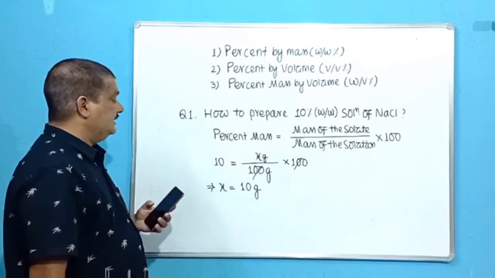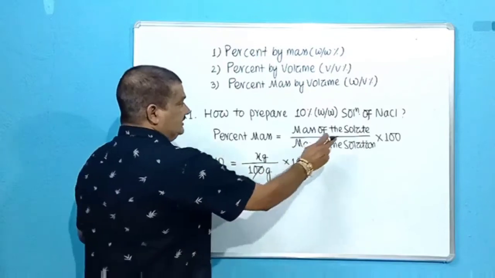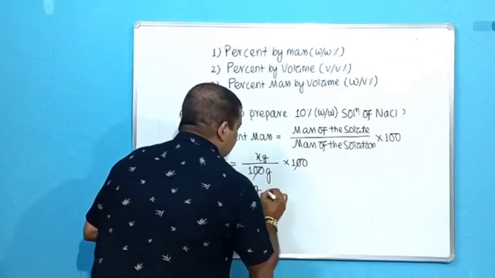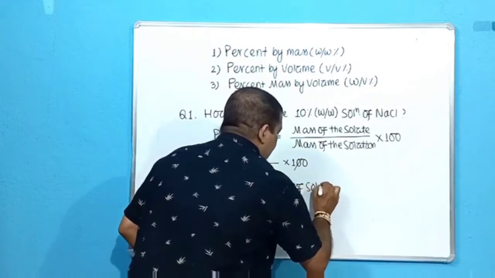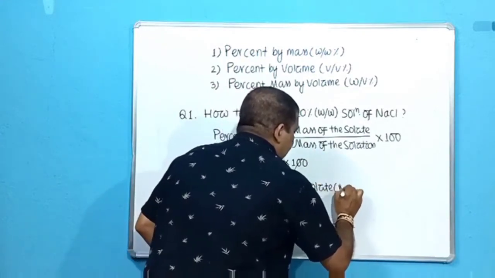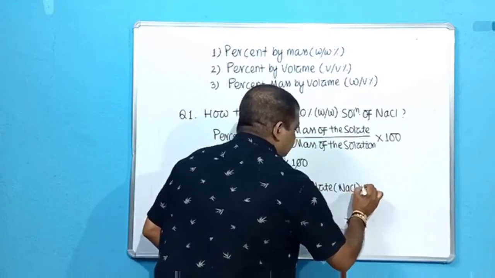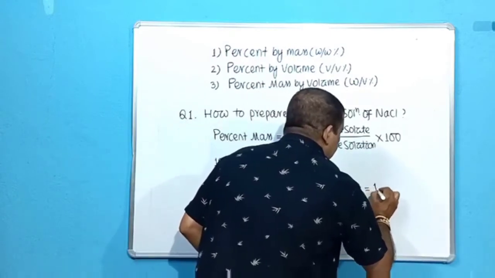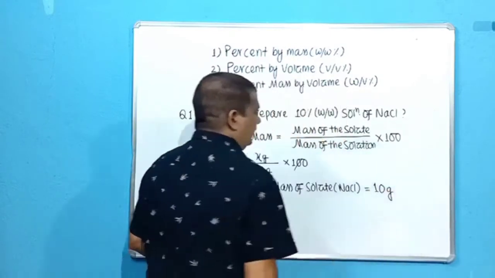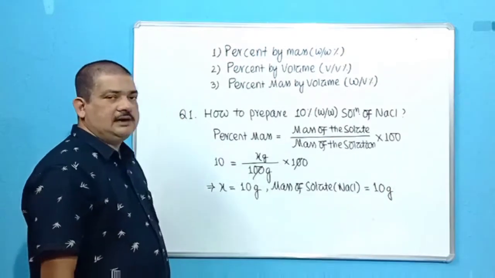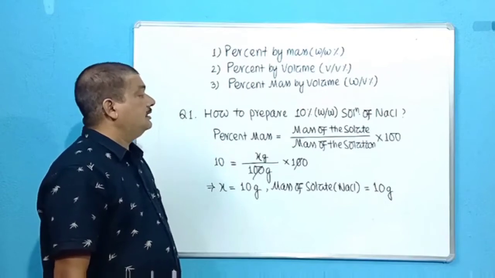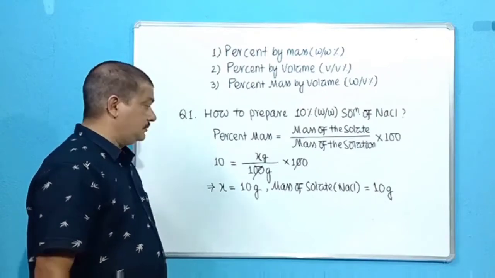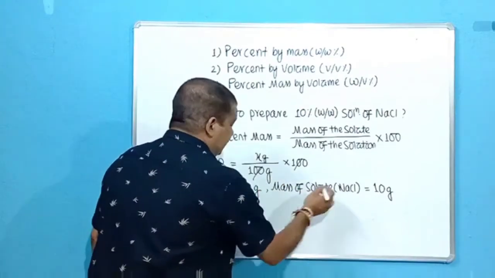So what is the answer? Now mass of the solute. What is the solute here? The sodium chloride. So mass of solute, that is sodium chloride, for 10% solution has to be 10 gram. So when 10 gram of sodium chloride is dissolved in 100 gram of the solution, then it will make 10% weight by weight solution of sodium chloride. So mass of the solute is 10 gram.